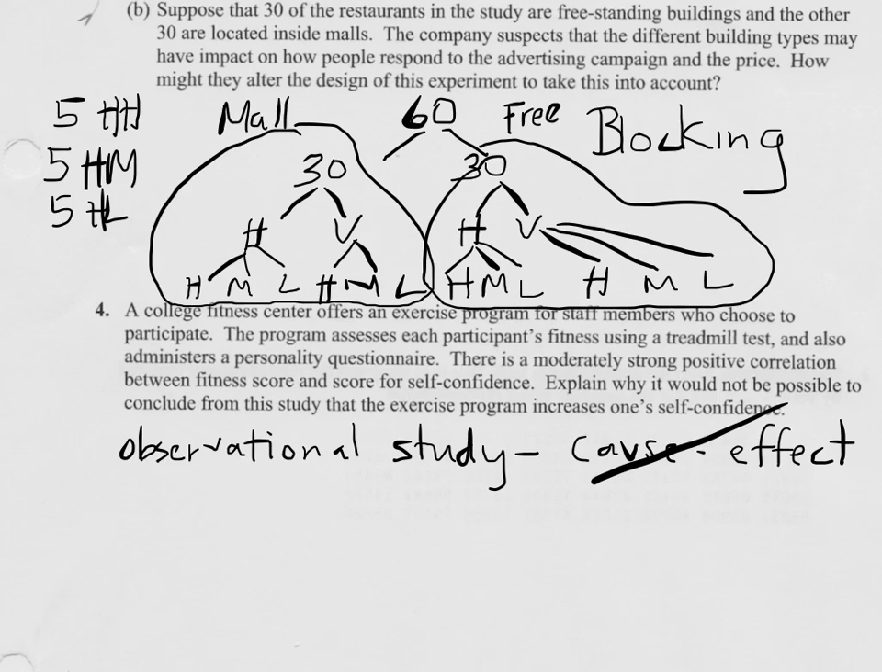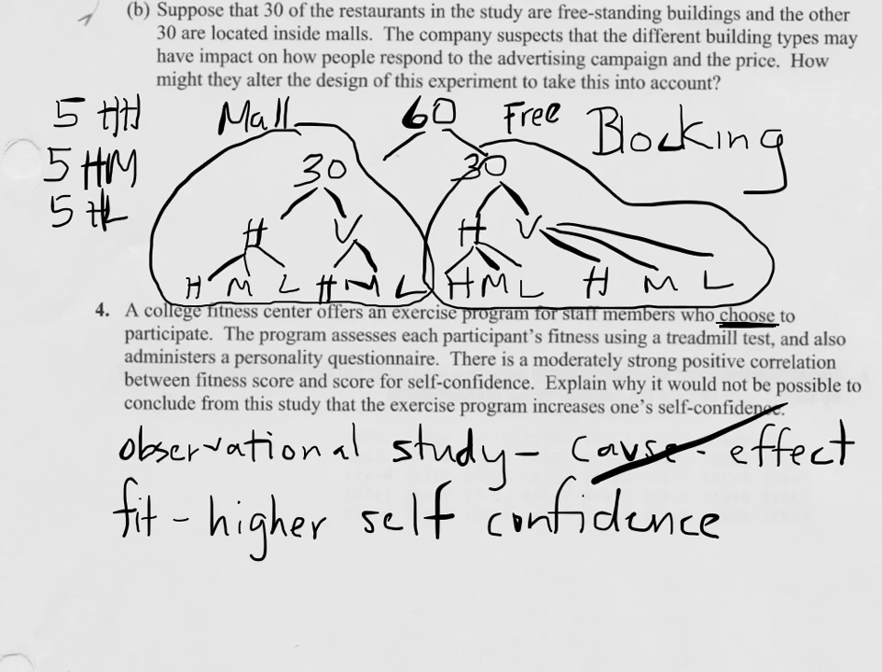And also, they choose. That's a key right here. They're choosing to participate. And if you choose to participate, those are probably already fit, and fit people would have, in general, probably a higher confidence level or higher self-confidence. And also, we got two variables here. We've got self-confidence and exercise, and personality type is probably a confounding variable.